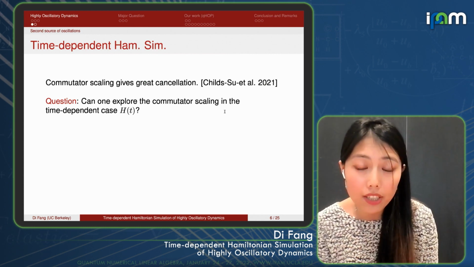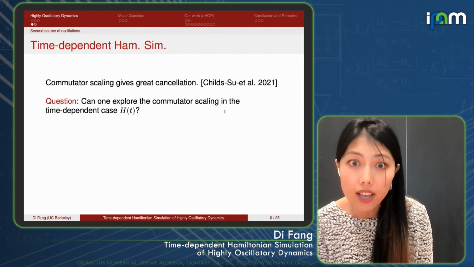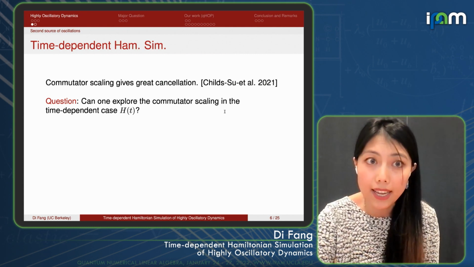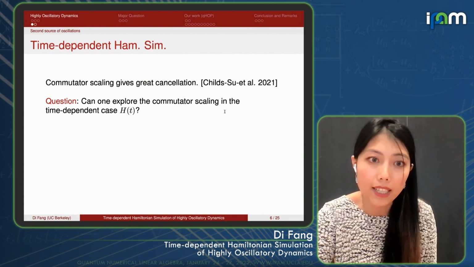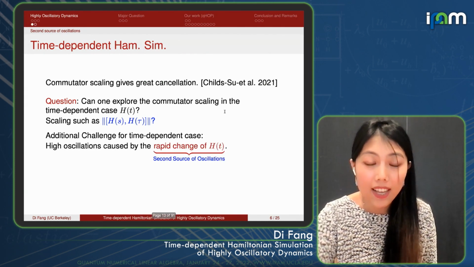So it's a very natural question to ask: if we are in a time-dependent Hamiltonian simulation case, can we also explore this commutator scaling, such as Trotter in the time-independent case? Basically, we want to construct some commutators of this kind.